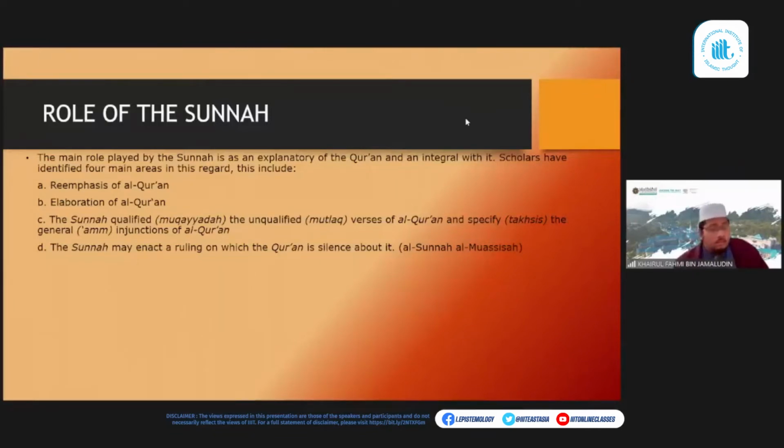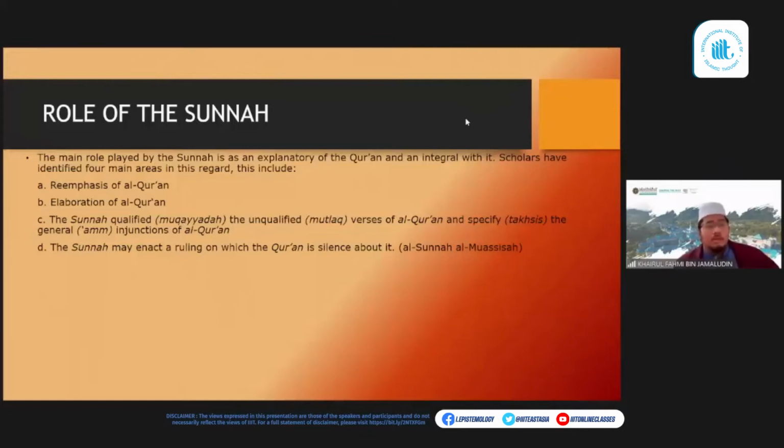That's it. So how many times do we have to pray a day, is it 2, 3, or 5 times a day, and what are these 5 prayers, and how to do them? All of this detail is mentioned in Sunnah, not in the Quran. The Sunnah qualifies the unqualified verses of the Quran and specifies the general injunctions of the Quran. Again, this is a very technical discussion. If we have time, we will discuss it later, inshallah.